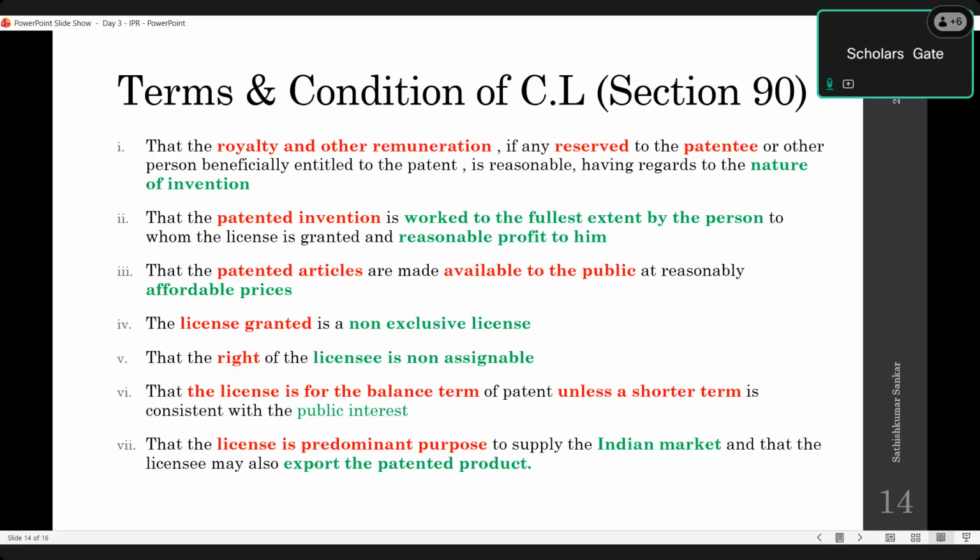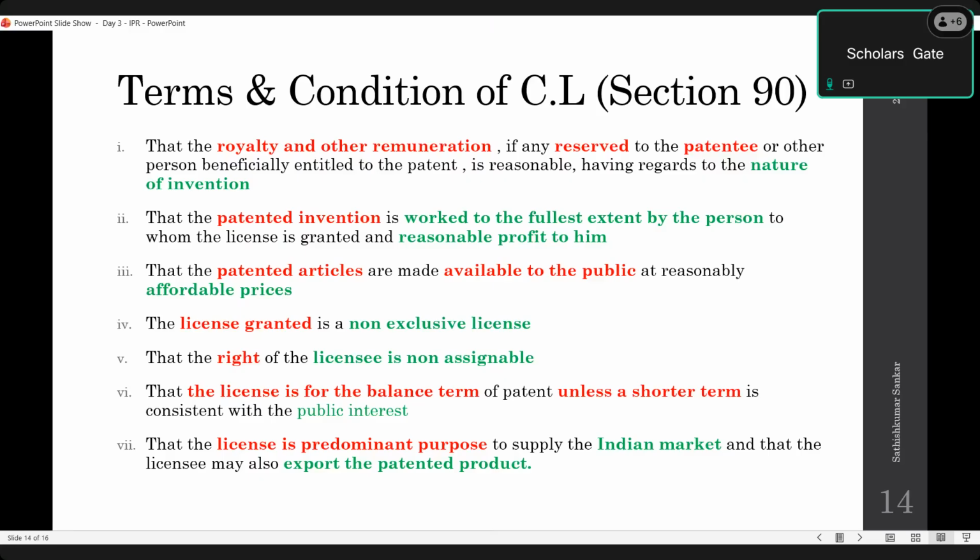So once the compulsory license is approved, the patented article, patent model, patent biological material or patent abstract, whatever is available under that particular patent, should be available at an affordable price to the people. So this is the most important thing.